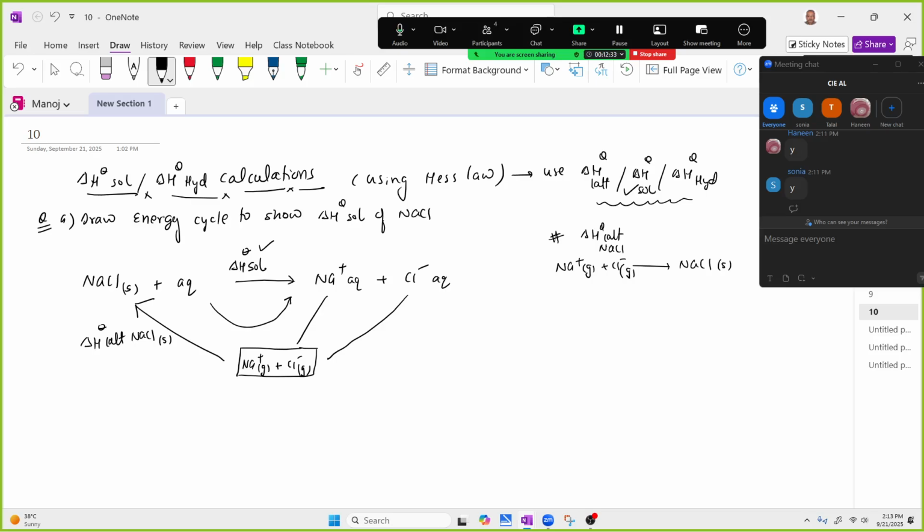Now we are talking of hydration. How do we write hydration equation? If you don't remember, you can go back to the last class notes and check. If you want to write hydration for sodium, you used to say sodium ion gas plus water gives sodium ion aqueous. Do you remember this equation? Give me yes or no.